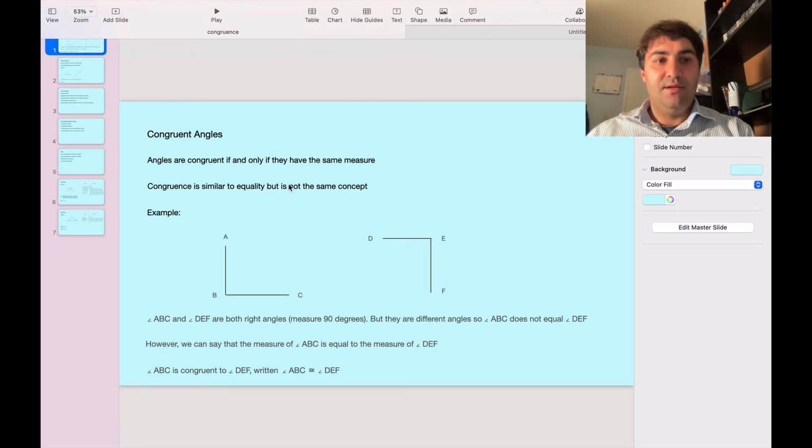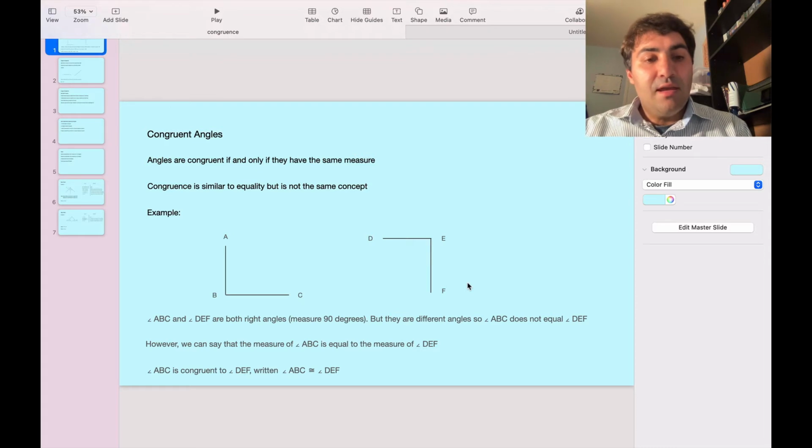So let's take a look at example angles ABC and DEF. These are both right angles, so they both measure 90 degrees, but they're not actually the same angle, right? Because this one is right here and this one is over here, so they're actually different angles, and we use different letters to show that they are different angles.